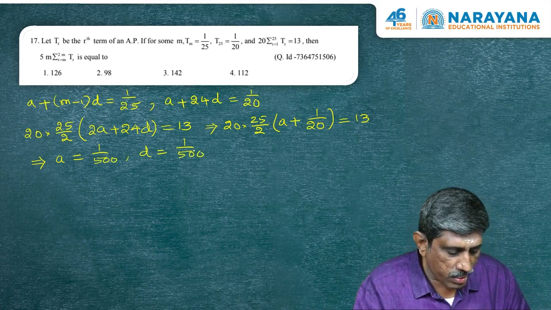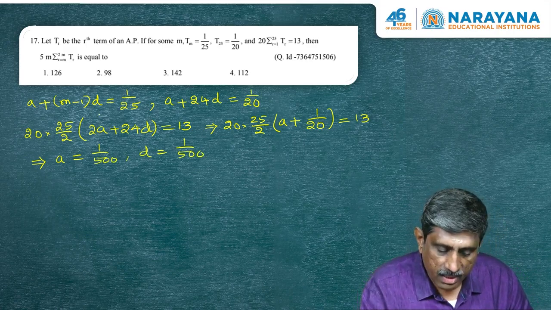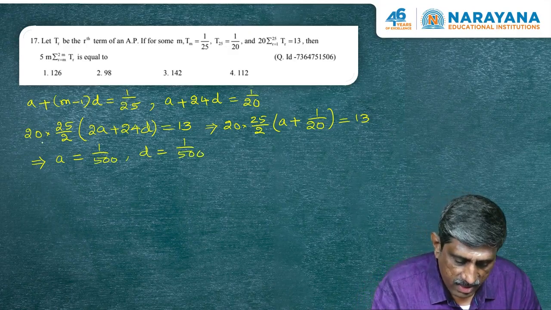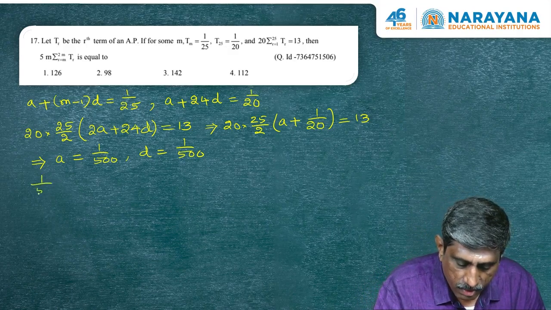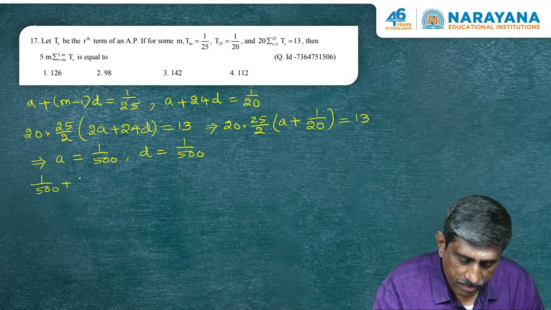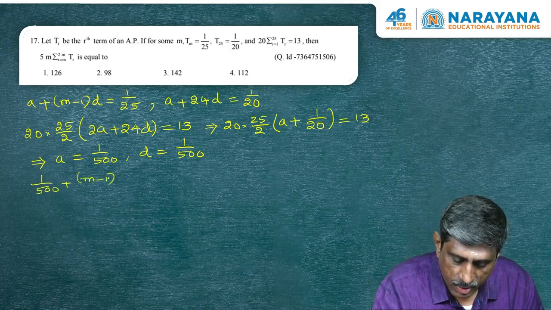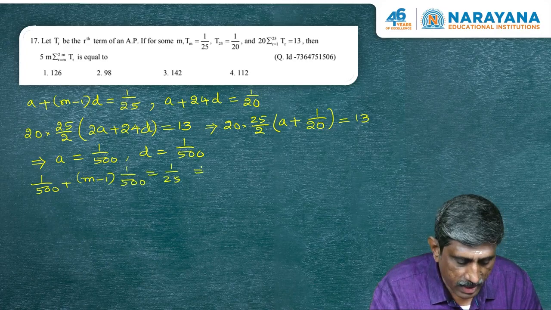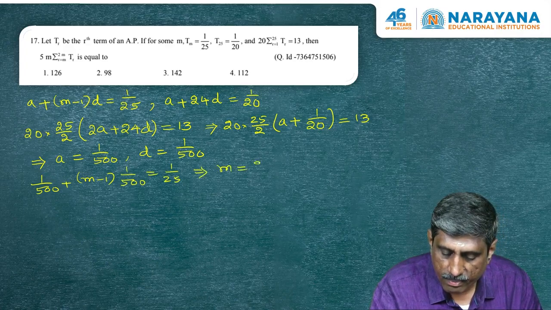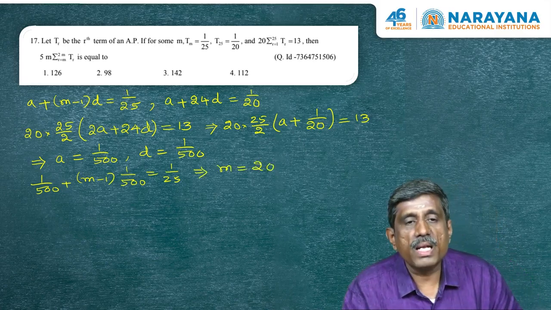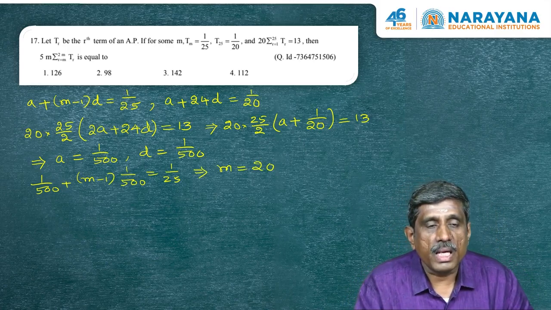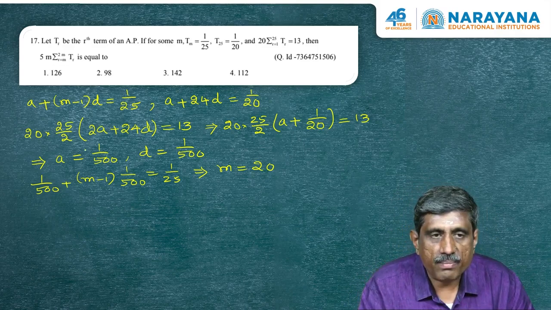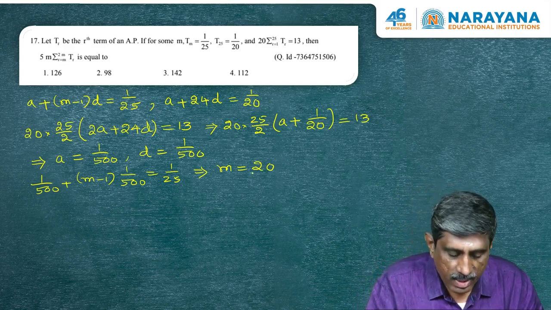When you substitute both of them here in the first equation, which is 1 by 500 plus m minus 1 times of 1 by 500 is equal to 1 by 25, we get m is equal to 20. So, we got all the values of m as well as a and d. Now, let us find what is the required answer.